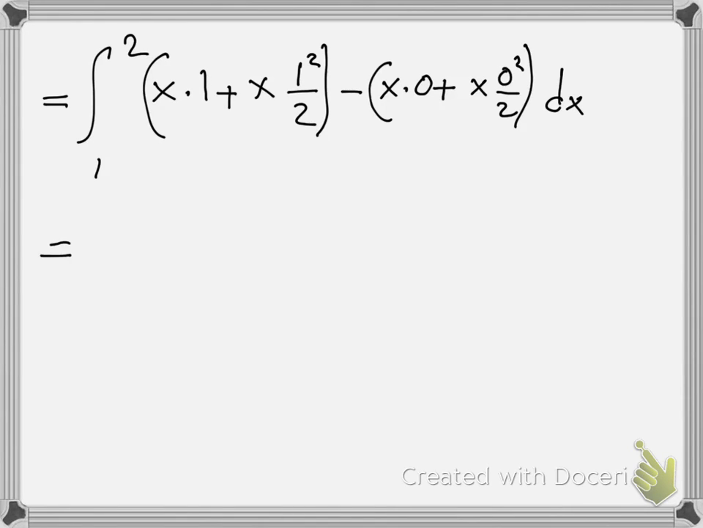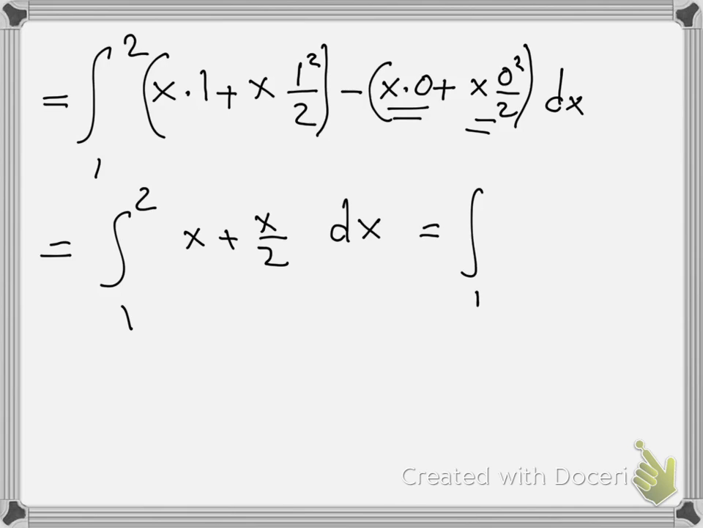Okay, so that'll be equal. So we have 1, 2. This is x plus x times 1/2. So this is x plus x over 2 minus, this is just 0, so it's just 0. So there'll be x plus x over 2 dx. Now that will be x plus x over 2. That's the 3/2 of x dx. So we're gonna just integrate now with respect to x.